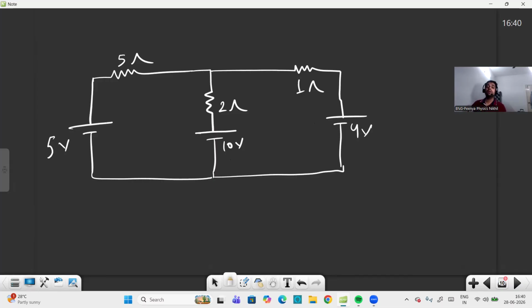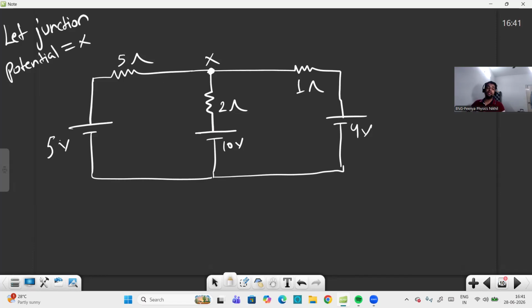So one way is that we will apply KVL. But if I have to find it by Kirchhoff's current law, how can I find it? So see here, you can see that current will be divided in different branches. So we can say this is a junction, and we consider the junction potential is X. Let the junction potential equal X.